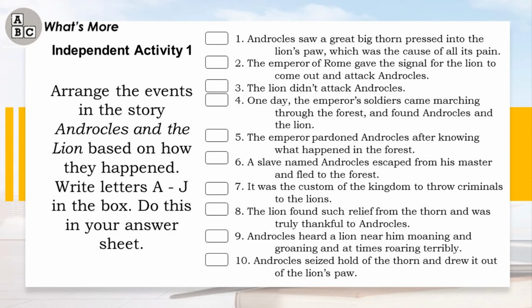6. A slave named Androcles escaped from his master and fled to the forest. 7. It was the custom of the kingdom to throw criminals to the lions. 8. The lion found such relief from the thorn and was truly thankful to Androcles. 9. Androcles heard a lion near him moaning and groaning and at times roaring terribly. 10. Androcles seized hold of the thorn and drew it out of the lion's paw.